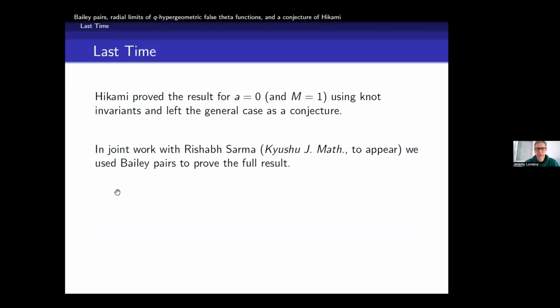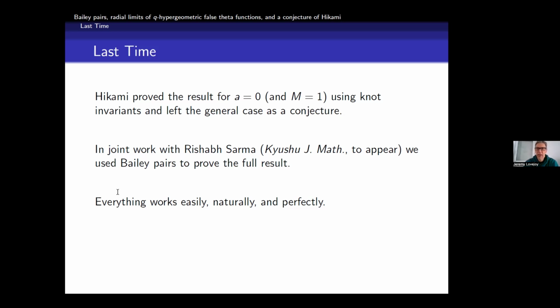We proved this. This is a theorem I just put up, in joint work with Rishabh Sharma, to appear in the Kyushu Journal of Mathematics. Our proof used Bailey pairs. I went over this last time. The point I wanted to make, which I hope I made, is that when you use Bailey pairs, everything works easily, naturally, perfectly, whatever nice adverb you want to put in there.